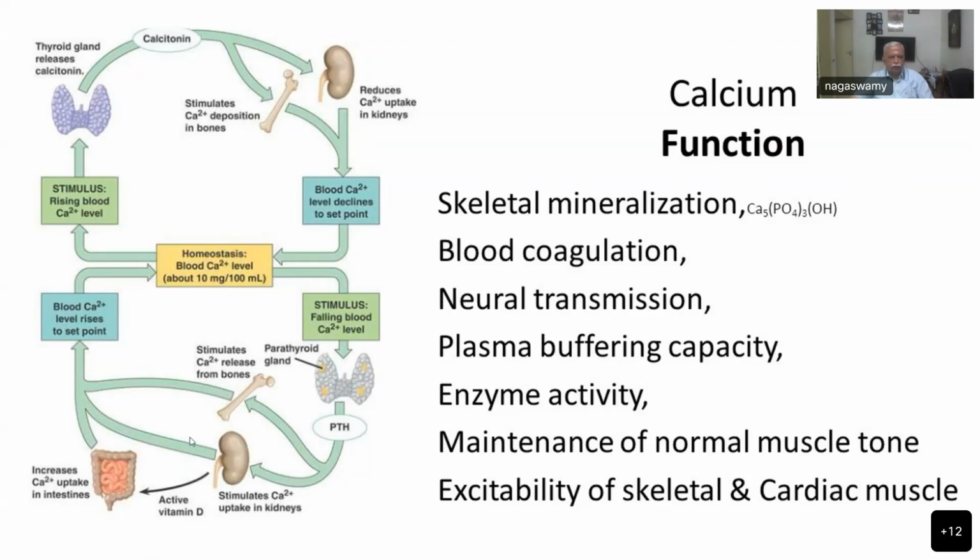So all of us should know that these are the three locations: bones, kidney, and intestines. It's very important for maintenance of the normal level of the calcium. So both these mechanisms, this simple picture, will tell you how the homeostasis is done, which is about 10 milligram per deciliter, and these are the functions. So this simple picture and these bullet points will tell you the function.